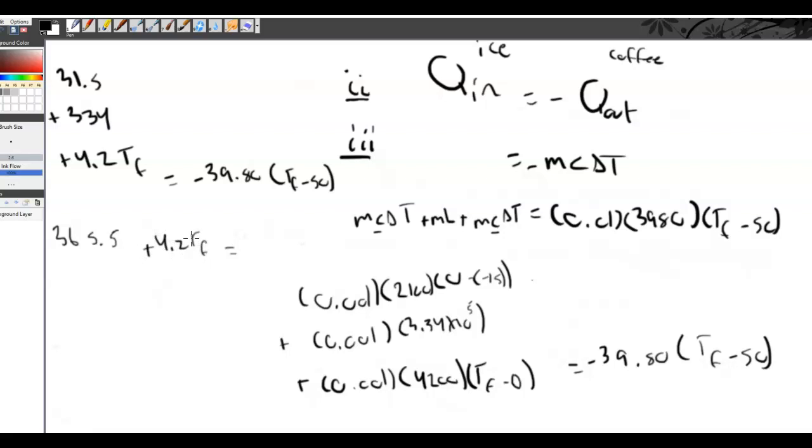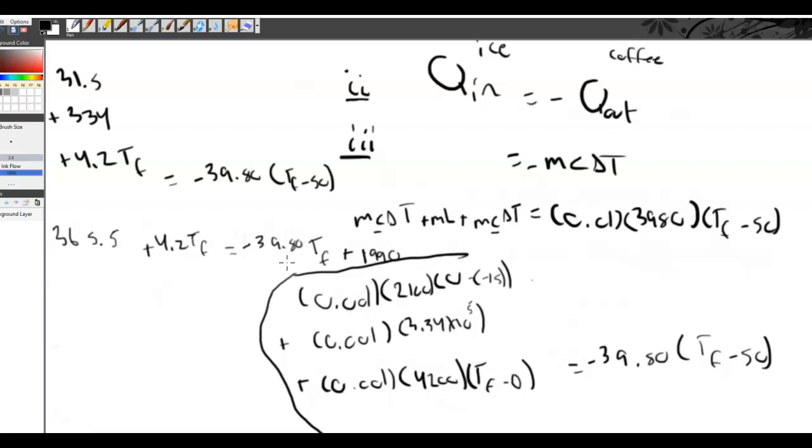Okay, so this is my left side right here. And then on the right side, I get negative 39.8 TF plus, I say plus because that negative sign is going to distribute, 39.8 times 50, which is 1990. I'm just going to box this out here. Sorry, I'm running out of space. And then this is my equation that I want to solve for TF.